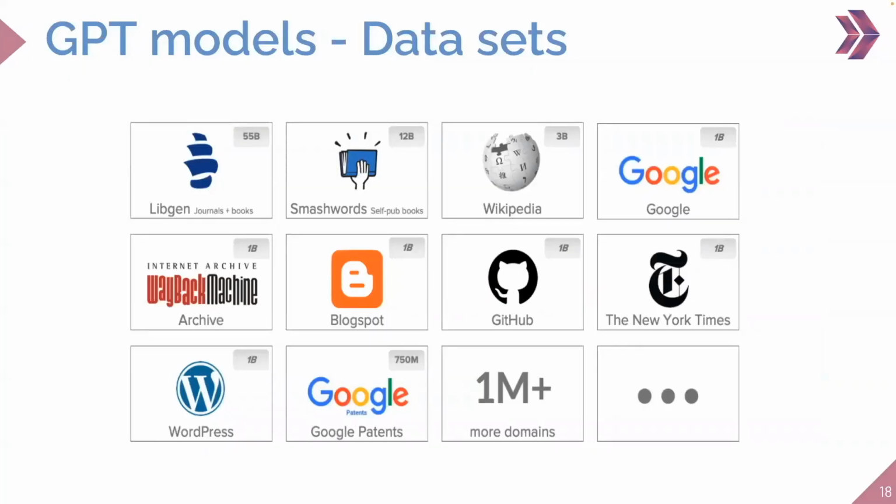And of course, the large language models need a lot of data. So these are the data sources of the GPT models. You can see Wikipedia, Google, Blogspot, GitHub especially for the code, right? New York Times, WordPress. So also you can see the size of the data set. In other words, billions of words. Okay, these are huge.